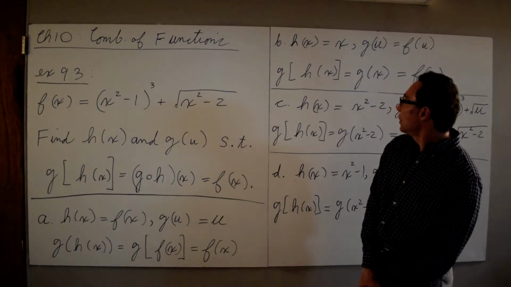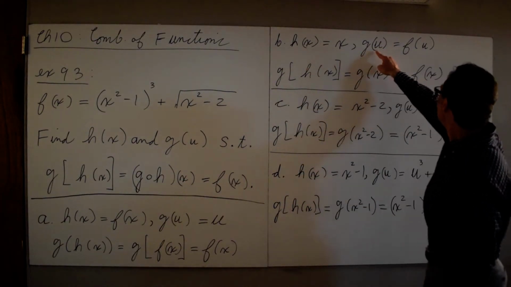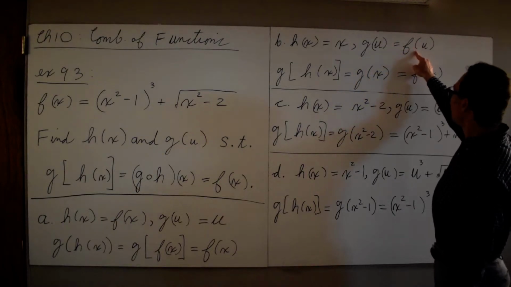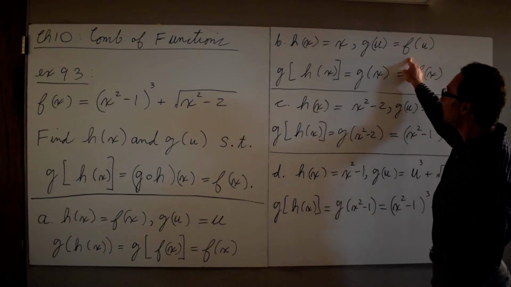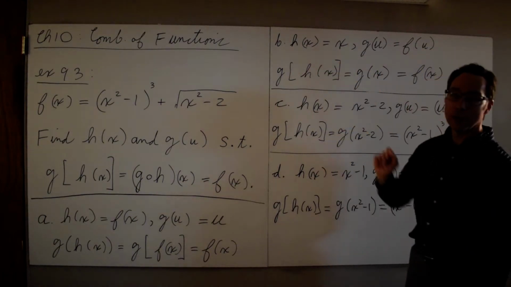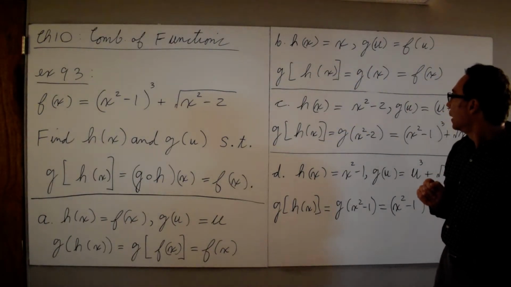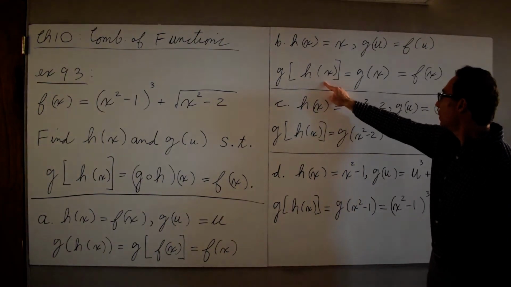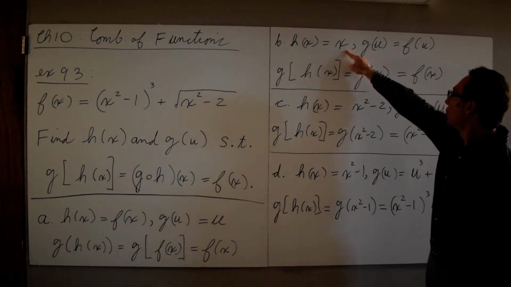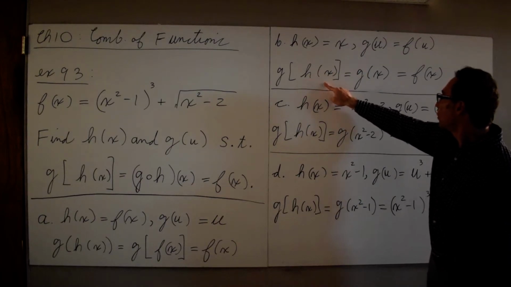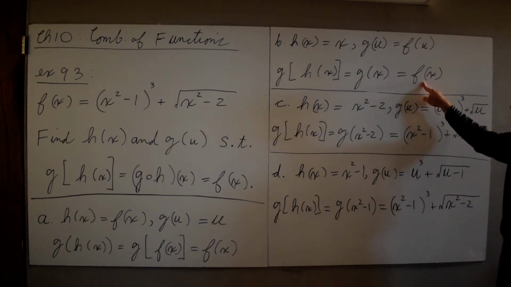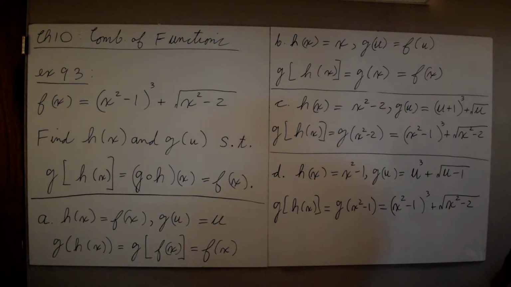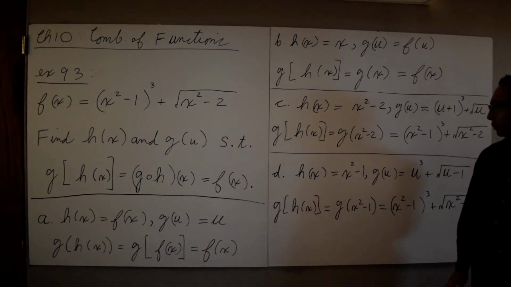The other cheap, easy solution is to let g of u be f of u. So g is equal to f. And then h of x is the identity function. And so when we look at g of h of x, what does h do? Well, really nothing. So g of h of x is just g of x, which is f of x. So these two solutions are correct, but they're not very useful.